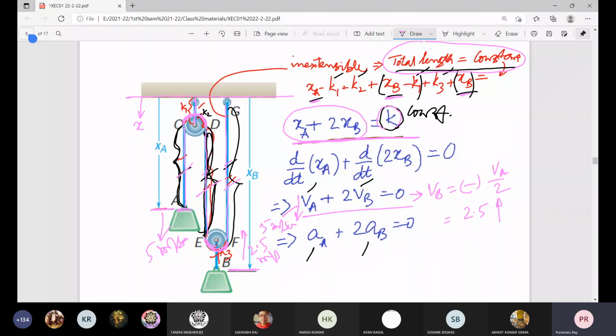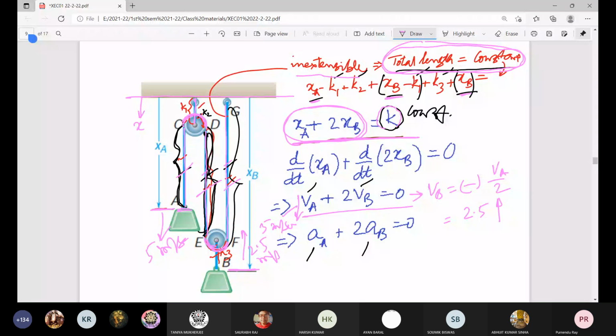From common sense also we can understand, but if there is some more information to confuse us, this basic relation will help us, which is coming from this fundamental idea, that the total length of the string is constant, because it has been said that the string is inextensible. Neither can you shrink it nor stretch it. Okay, so a similar kind of situation we can handle.